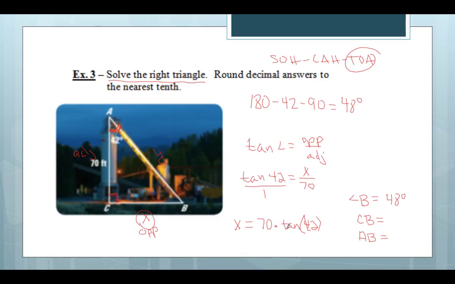So you'll type in 70 times tan 42, close your parenthesis, and hit enter. That'll tell us that x, or the length of CB, is going to be 63.0 feet when we round to the nearest tenth.